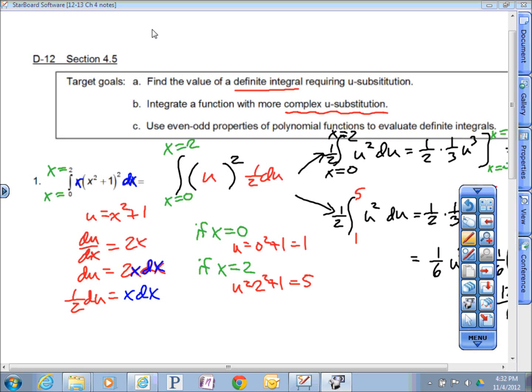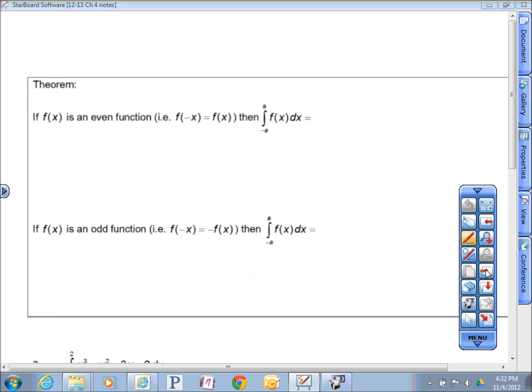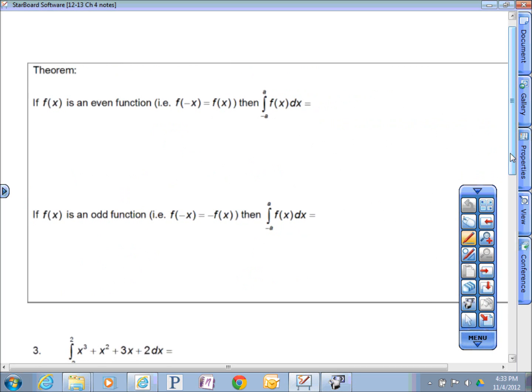Second part of this day, we're going to get into even and odd properties, and we're going to use these for some shortcuts. So jumping to this next page, if f of x is an even function, or an odd function, we've got to go back and think about some things. Even function.